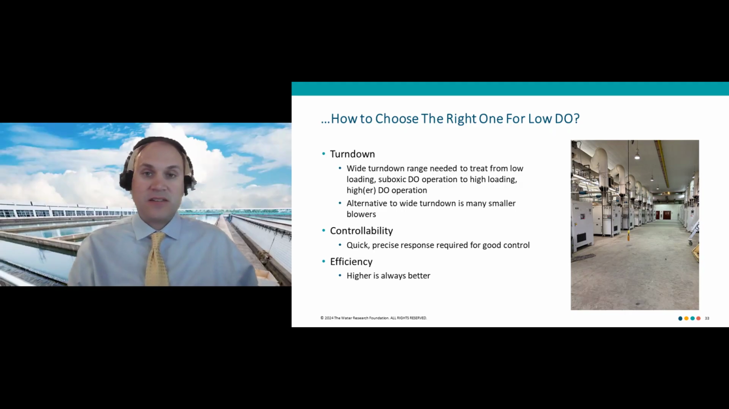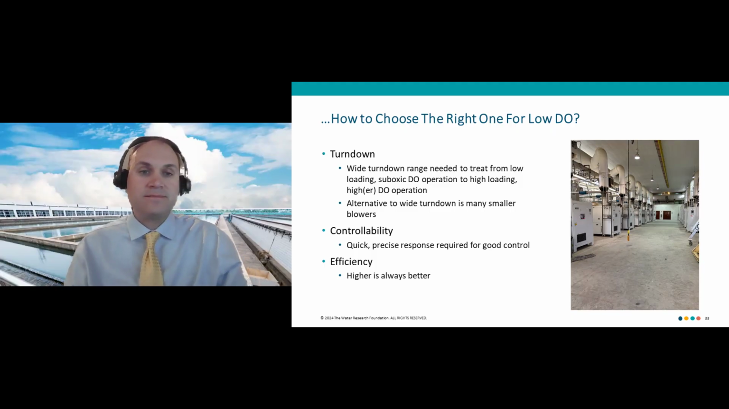The second factor that's key for low DO operation is controllability. As Alex will talk about, if we want to maintain very precise control, we could potentially need very quick, rapid control actions that really tightly maintain those dissolved oxygen concentrations right on their set points. And lastly, it's always important to consider the efficiency of the blowers. One of the main goals of low DO operation is to reduce energy costs, so you want to select a technology that can be as efficient as possible. Higher efficiency is always going to be better.